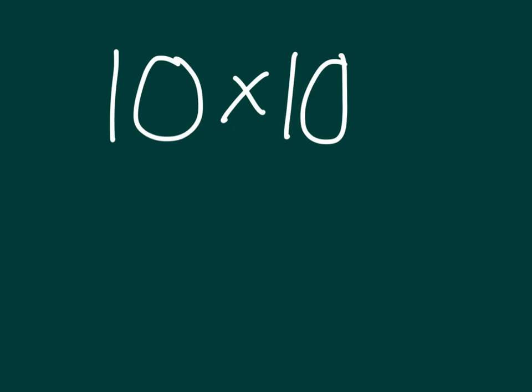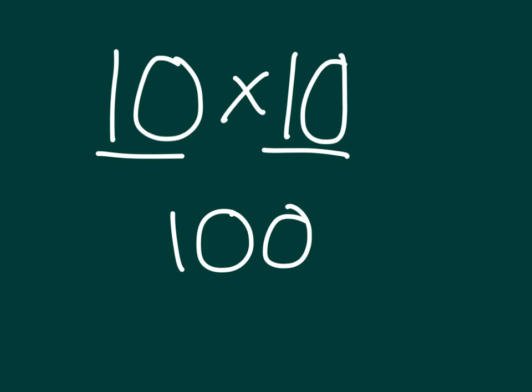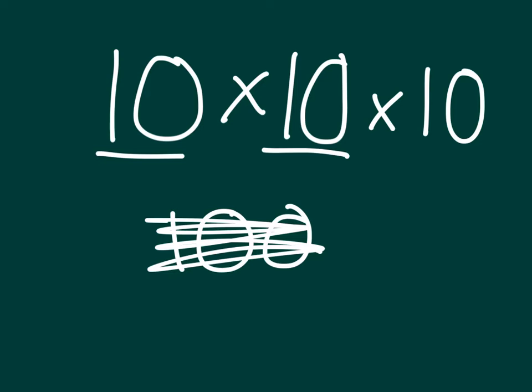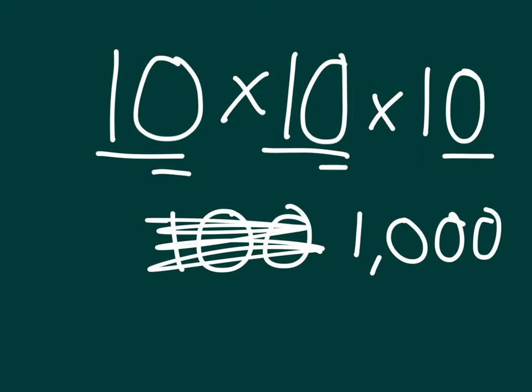Hello, 5th grade. So we've been learning that our mathematical system is based on tens. So if we look at this problem, 10 times 10, we automatically know that the answer is going to be 100. But what if we did more repeated factors and added another one in there? The answer would no longer be 100, it would now be 1,000. And we know this because we have 3 zeros.